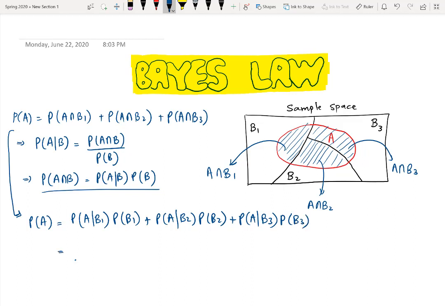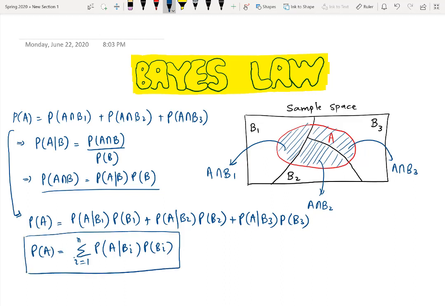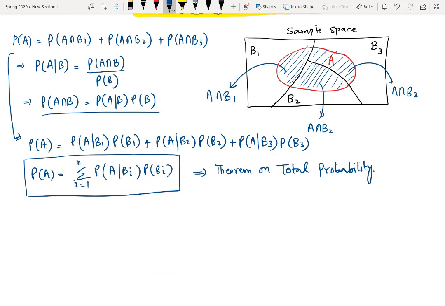Now if I generalize this statement by writing a summation starting from i equal to 1 to n, and assuming that there are now n such events B1, B2 up to Bn, and all of those events are mutually exclusive and they constitute the complete sample space, with these two conditions, I can write here the sum of probability of A given Bi into probability of Bi. So you see, by using this formulation, I can find the probability of event A, and this statement is called the theorem on total probability.